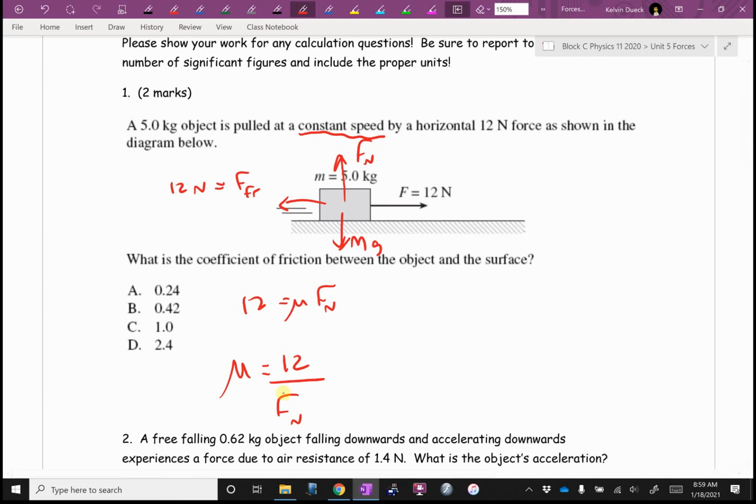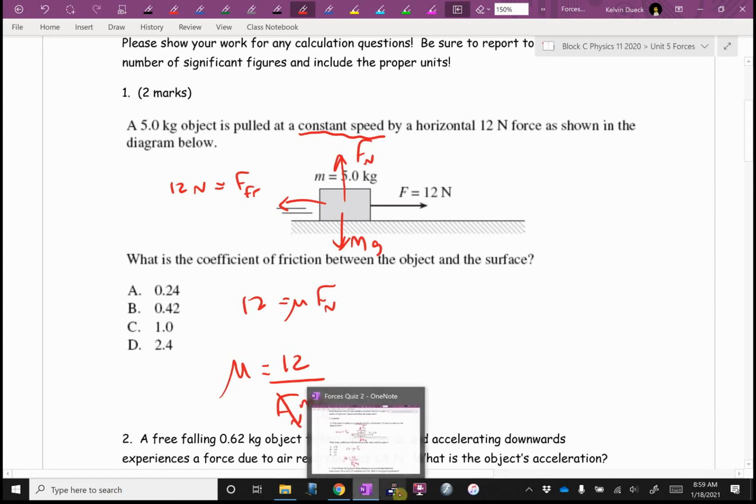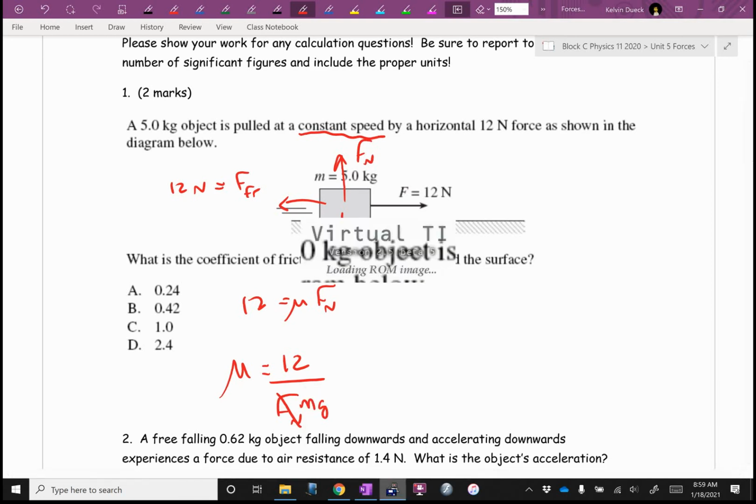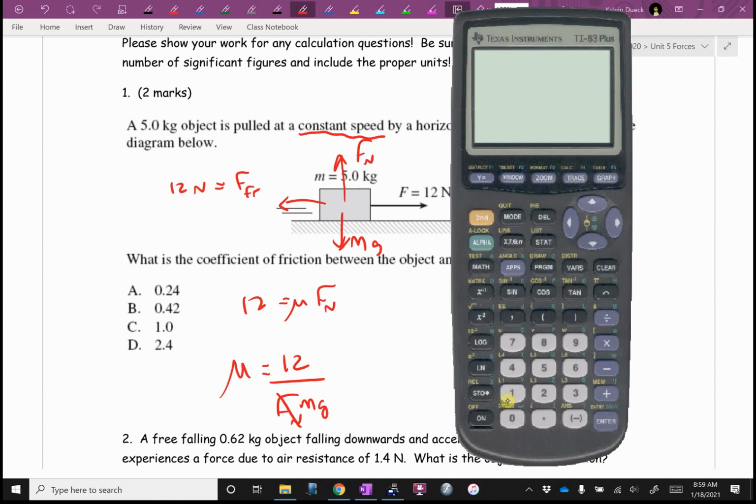Which one? Is it A? Doing the math in my head really quickly. So it's going to be 12 divided by bracket 5 times 9.8. Yeah, it's roughly 12 over 50. 0.24, yeah.